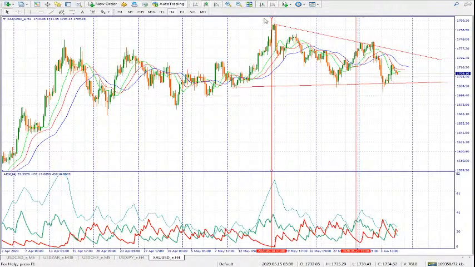So we had resistances, and we had supports. As it is now, if the price pulls to the upper side, then this should be the best place to look for a sell from. So we have a resistance here, and a resistance, and a resistance. Then there is a support here, and a support, and a support.